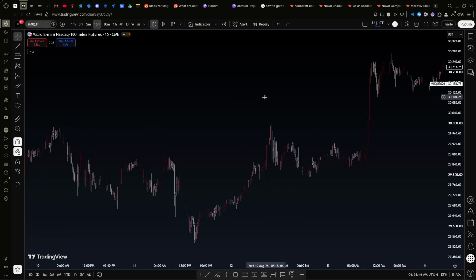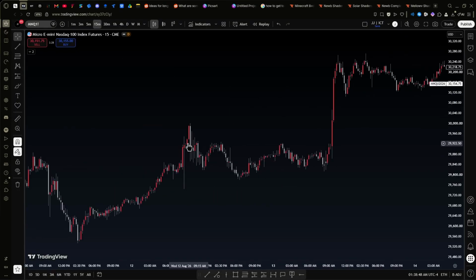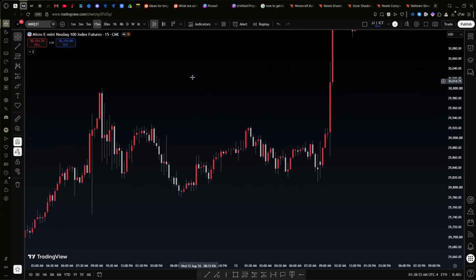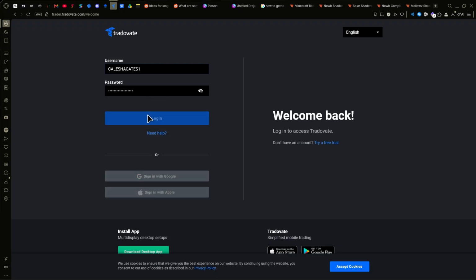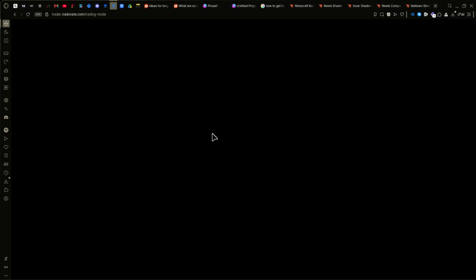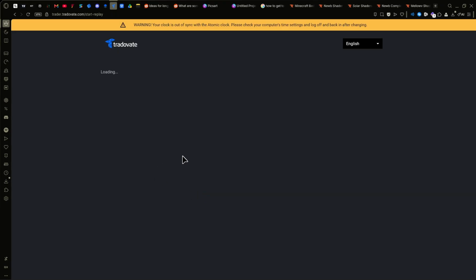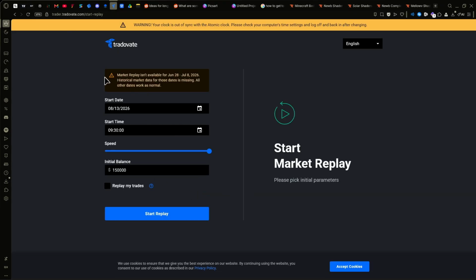So let's look at the high resistance first. This is going to be a perfect example. Let's look at the high resistance, shall we? So we're going to log into my Tradovate, and we're going to go to Market Replay. I might have to edit out those credentials or whatever. Yeah, accept cookies.